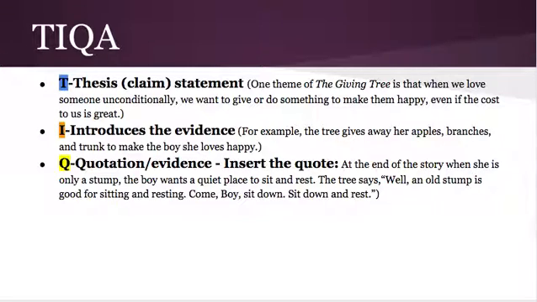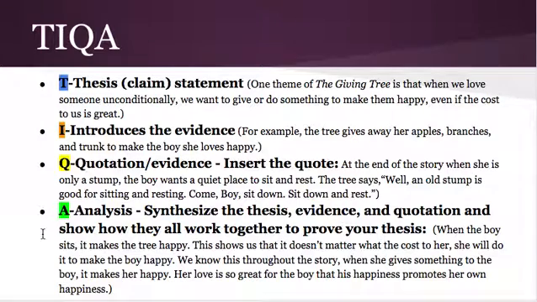The 4th part of the TIQA paragraph is analysis, and this should be the majority of the paragraph. It should be the whole back half of it. An analysis should synthesize the thesis, evidence, and quotation and show how they all work together to prove the thesis. It might sound something like this: When the boy sits, it makes the tree happy. This shows us that it doesn't matter what the cost to her, she will do it to make the boy happy. We know this throughout the story. When she gives something to the boy, it makes her happy. Her love is so great for the boy that his happiness promotes her own happiness.